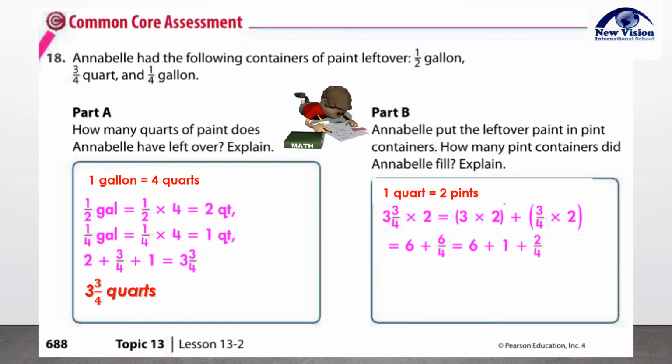So 6 plus 1 plus 2 over 4. Just add. It will be 7 and 2 over 4. Therefore, Annabelle needs 8 containers.